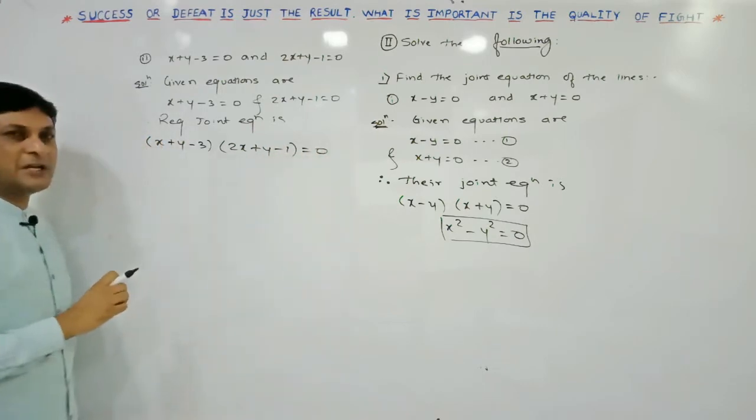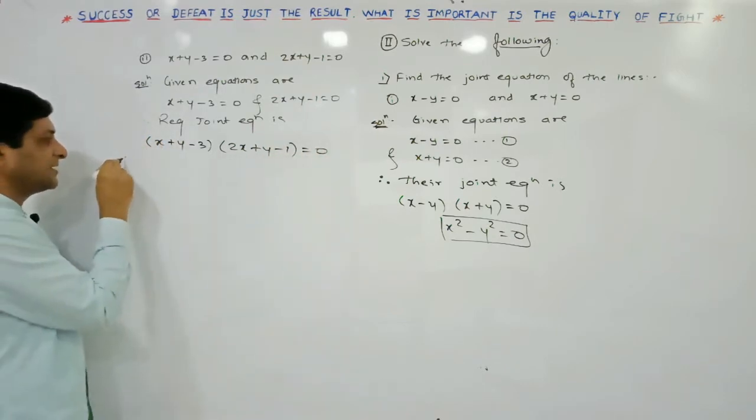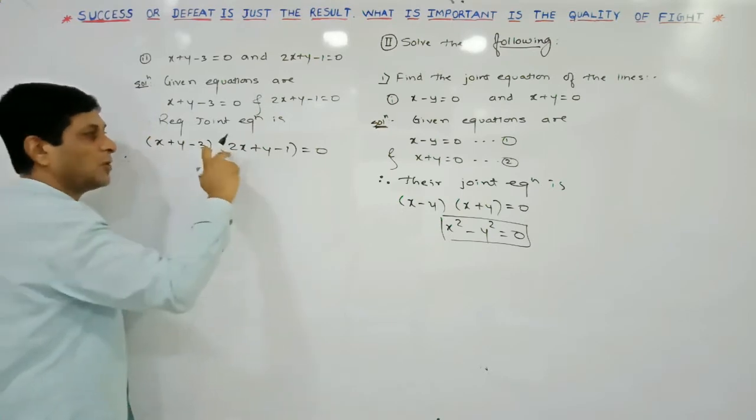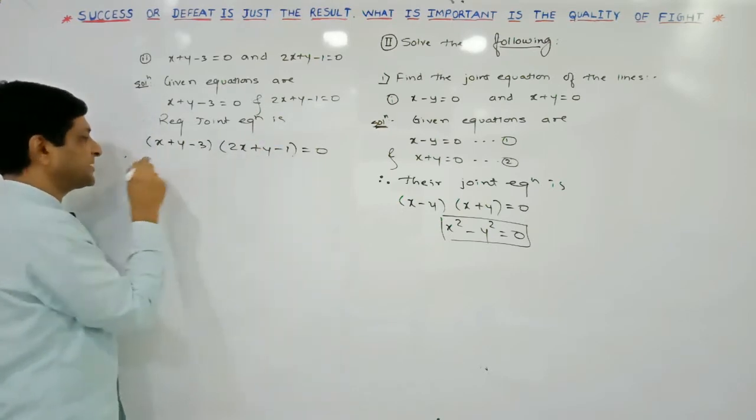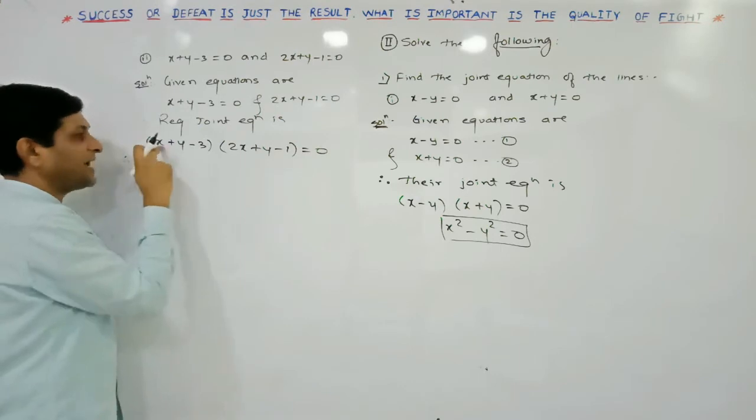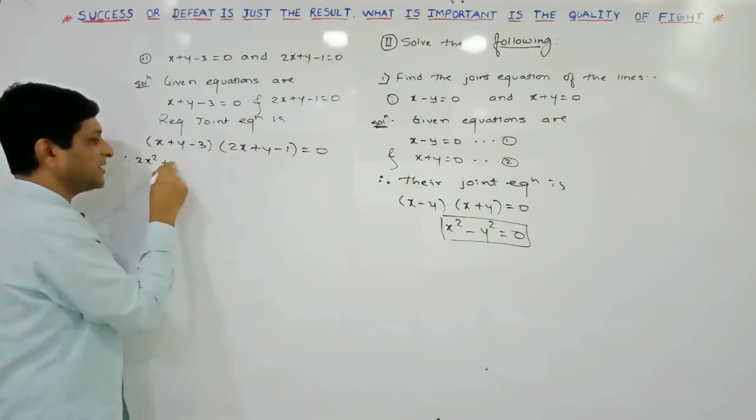Now we are taking the multiplication of the equations of these two lines. First I am multiplying x to all the terms in this bracket. x into 2x will be equal to 2x square. x into y will be equal to xy.